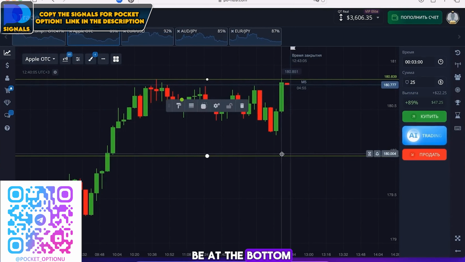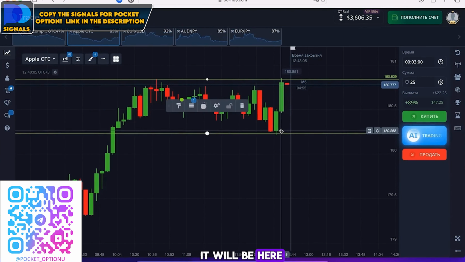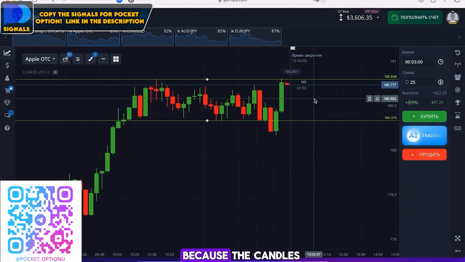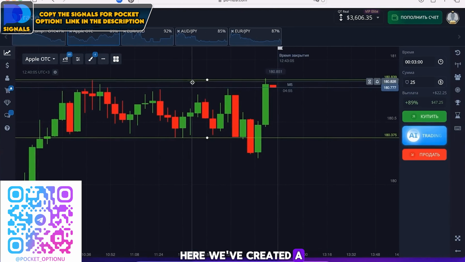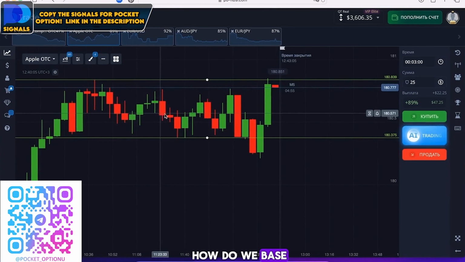The floor will be at the bottom, of course. Let's say it will be here. Actually no, let's put it here. Because the candles, as we can see, were moving like this. What do we see here? We've created a ceiling and a floor. How do we base ourselves on that?